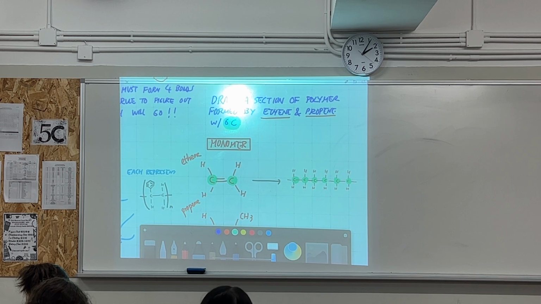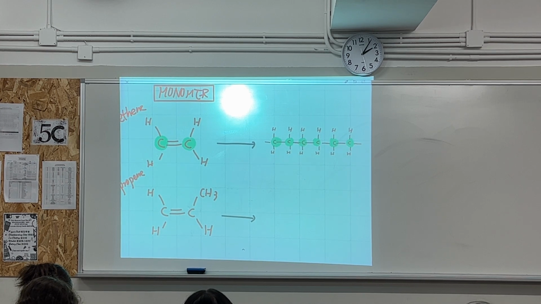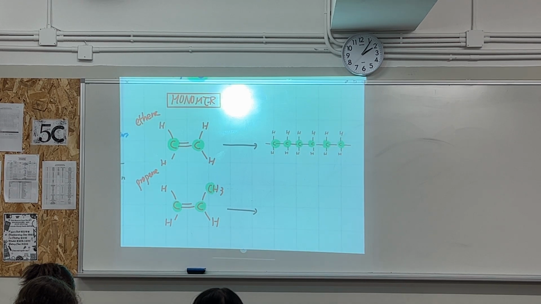Now what about propene? Tell me again, how many carbon does a single propene have? 3. So how many times should you draw propene if you're asked to show a section of polypropene with 6 carbon? 2.